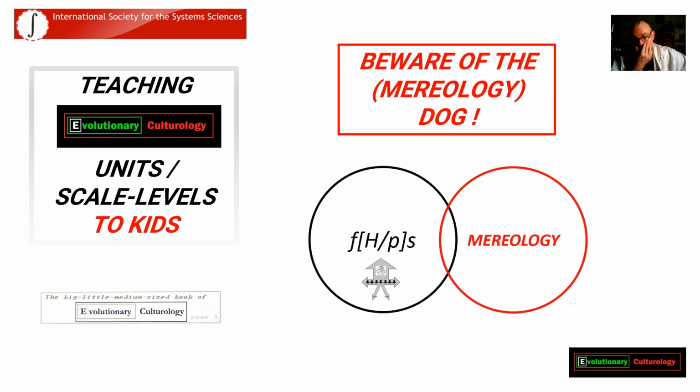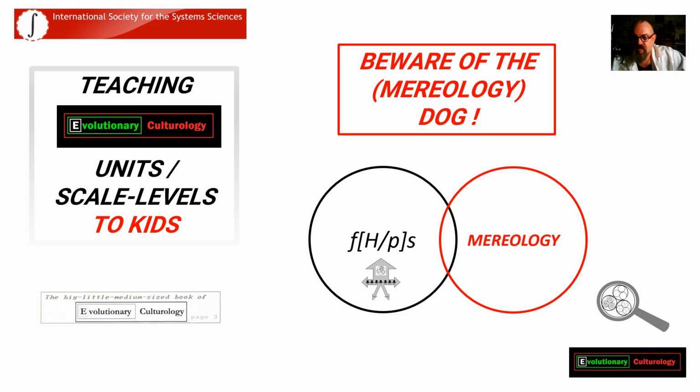But you've got to beware of mereology. Beware of the mereology dog. Fractal holon partons and mereology intersect. That's a different type of part-whole relationship, or lots of them. It's like when you cut a cake or a pizza into 8 slices. Mereology and fractal holon partology are sometimes intersecting, sometimes not. Depends if you cut the thing up into parts. Anyway, next.